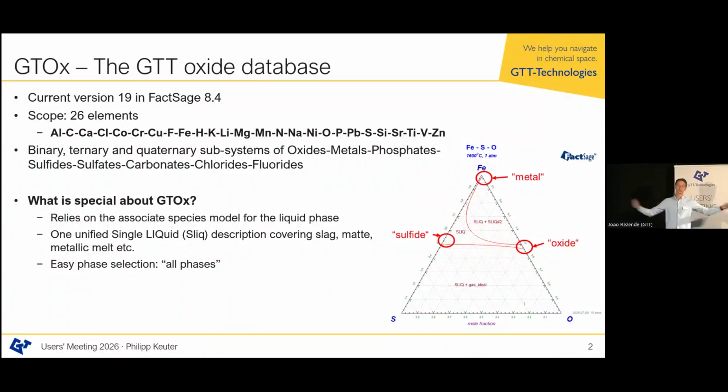If that is not contained in one liquid description, you will have phase transformations by having separate liquid descriptions for a slag, for a matte phase and a metallic melt.